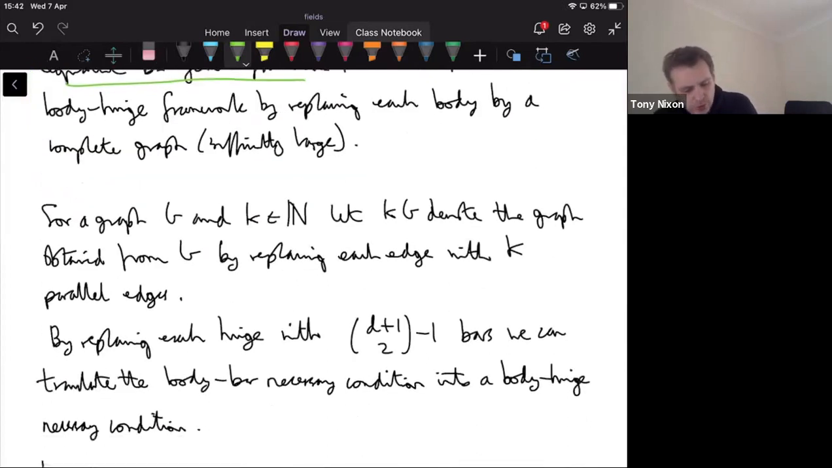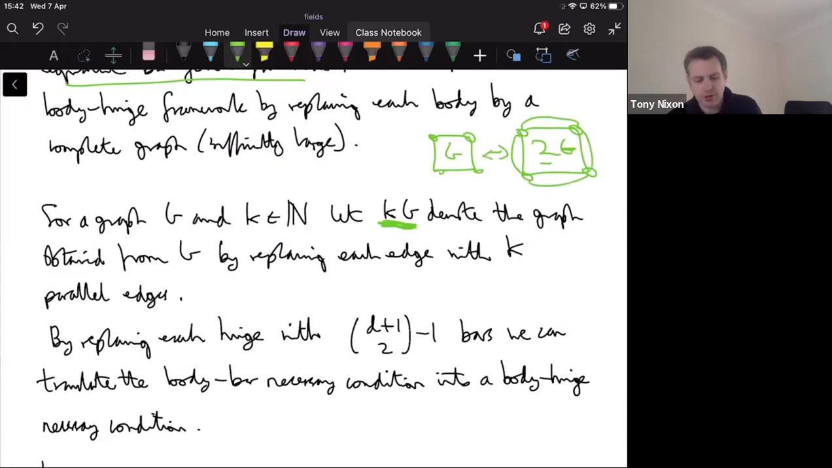So the way we're going to express this is to use this notation. kG denotes that you take some graph G. For example, I could take a 4-cycle as G, and then I could say 2G, which is the graph you get from G by taking the same vertex set and replacing each edge of G by 2 parallel edges. So this is 2G where G is the 4-cycle. In general, kG is the graph obtained from G by replacing each edge with k parallel edges.